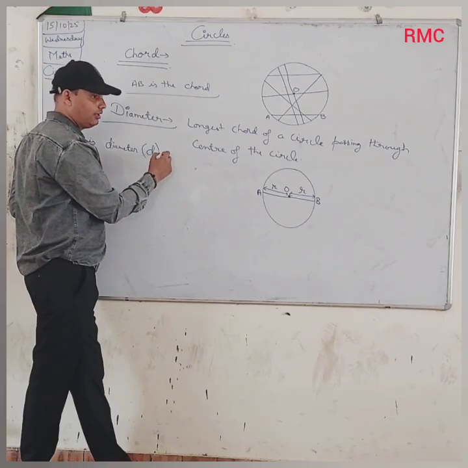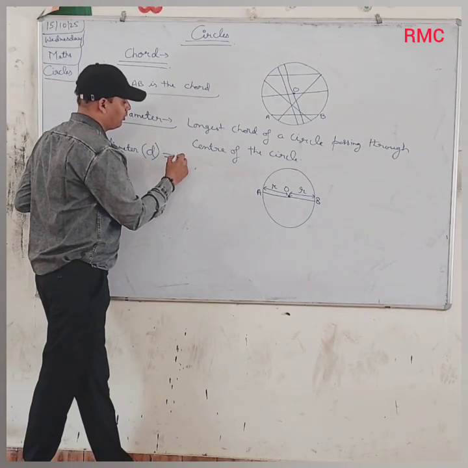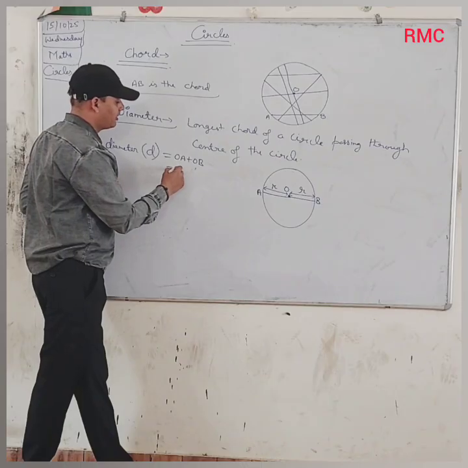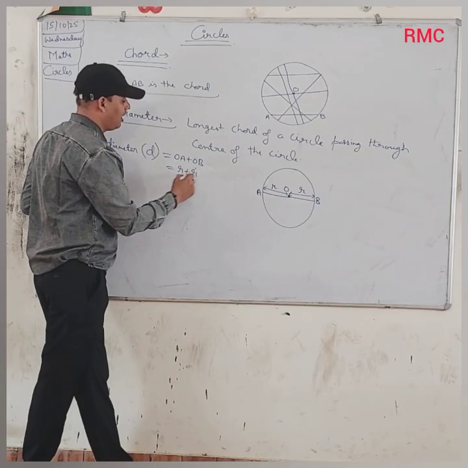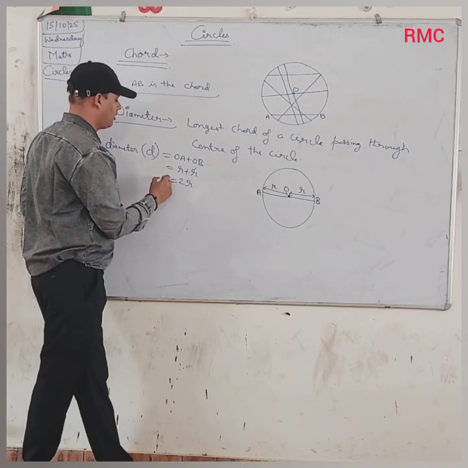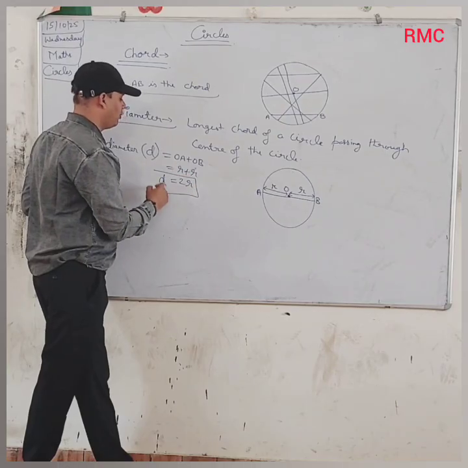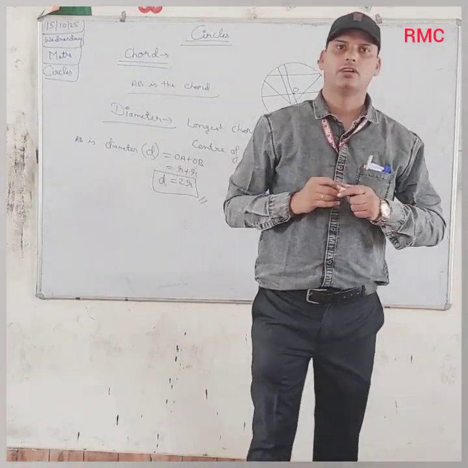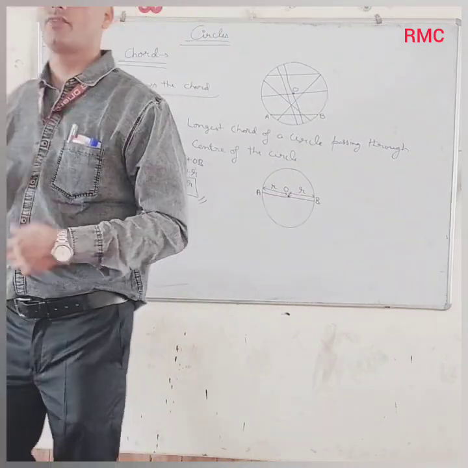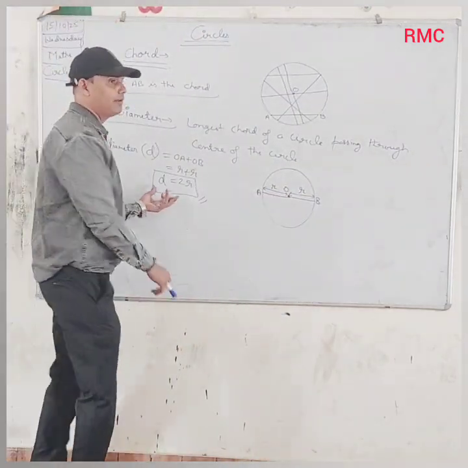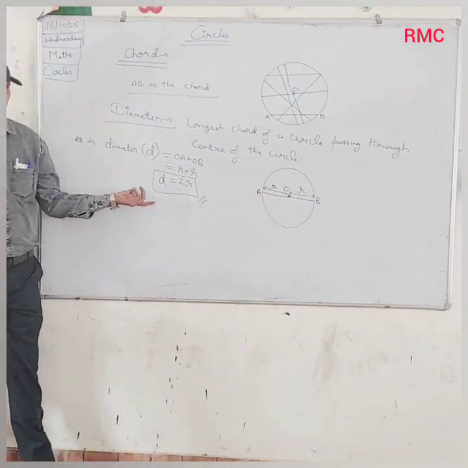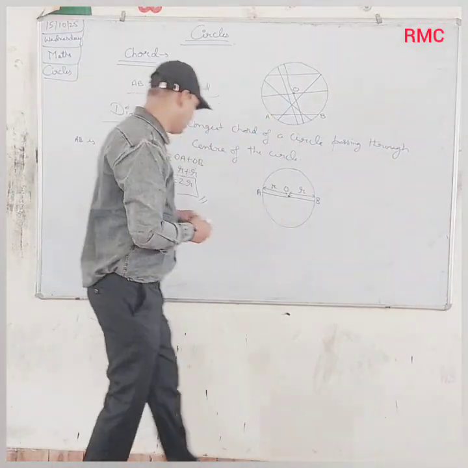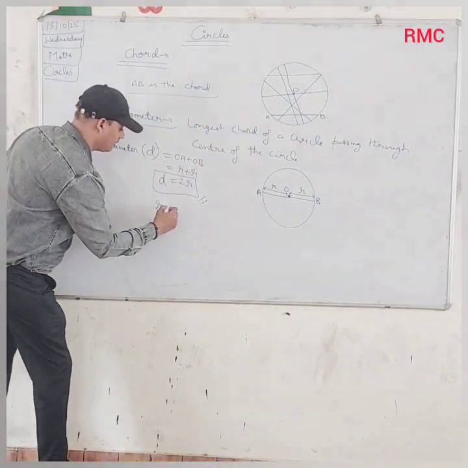Let the diameter be small d. So it will be equal to what? OA plus OB, that is equal to r plus r, that is equal to 2r. So diameter is always equal to 2 times radius. Anyone have any doubt? Good. So the relation between diameter and radius is d equals 2r, or we can also write r equals d by 2.